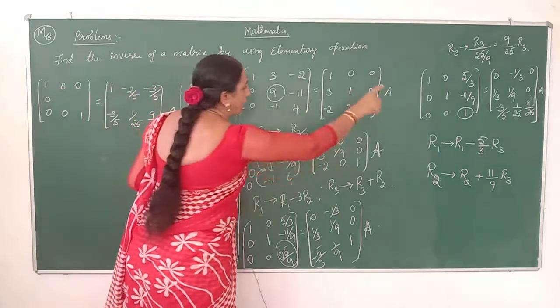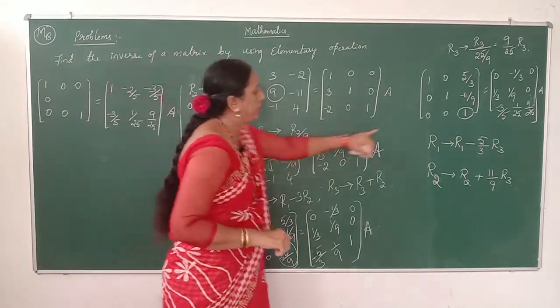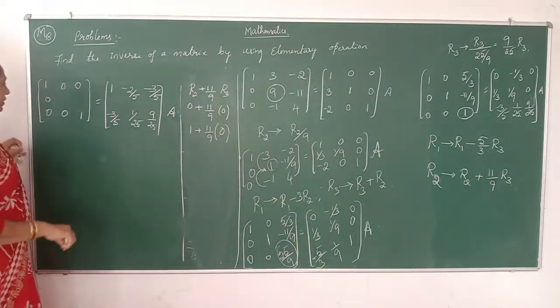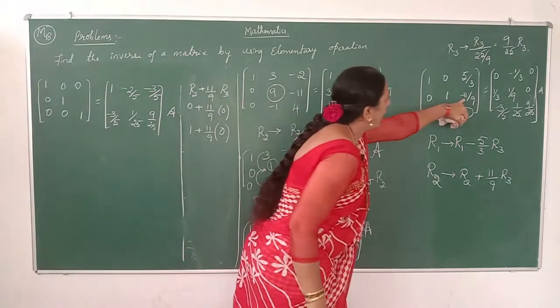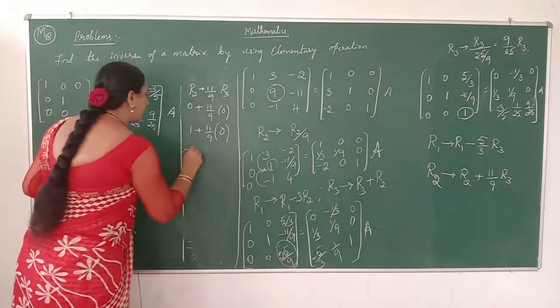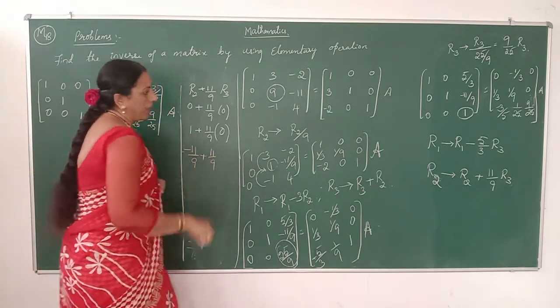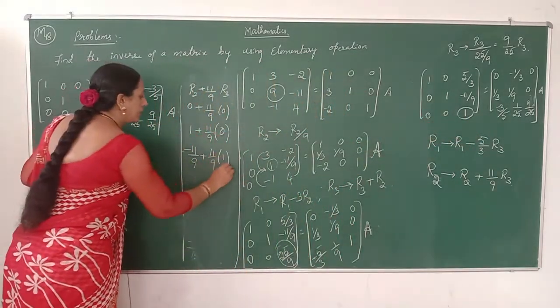The second element of R2 is 1 plus 11 divided by 9 of the corresponding R3 element, which is 0. That is 1 plus 11 by 9 into 0, which is 1. The third element of R2 is minus 11 divided by 9 plus 11 by 9 of the corresponding R3 element, which is 1. That is 0.